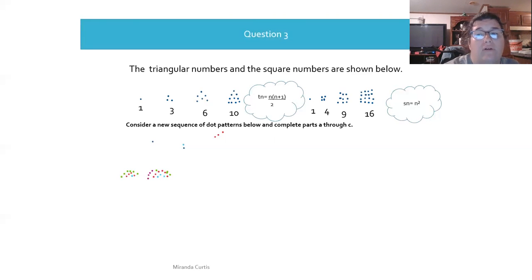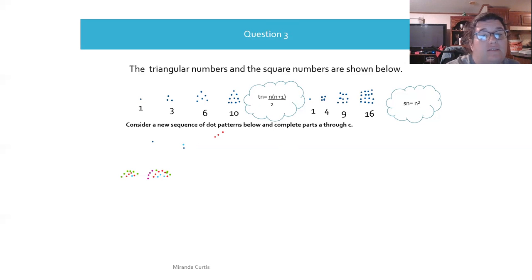And then you come over here, and it's supposed to be a square. I tried. 1 dot, 4 you had to do, and then 9 you did rows of 3. 16 you would do rows of 4 right there. So your equation here in your little cloud, I like the cloud, Sn equals n squared. So that is what you would get, because 4 squared would be 16.